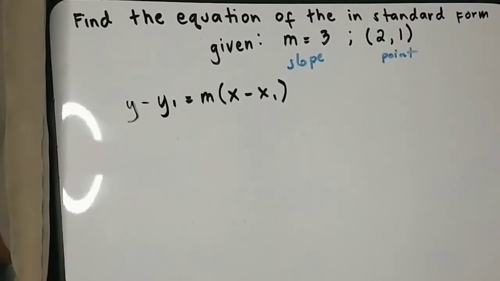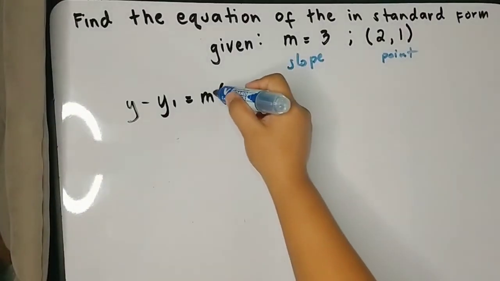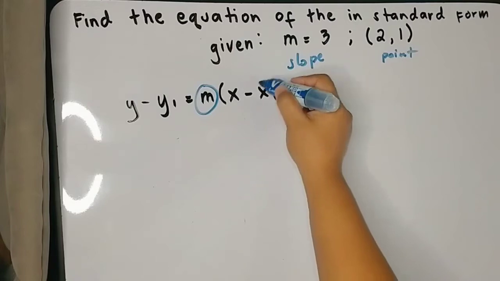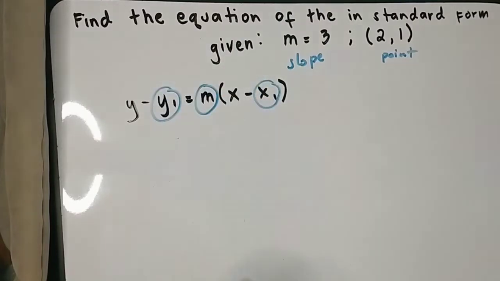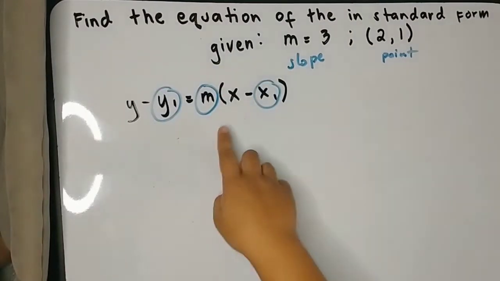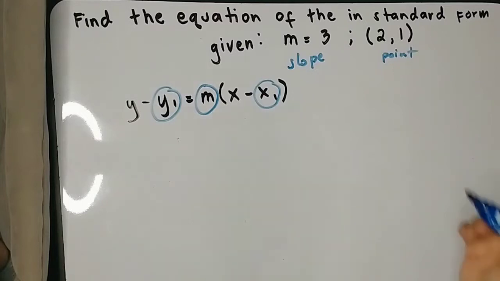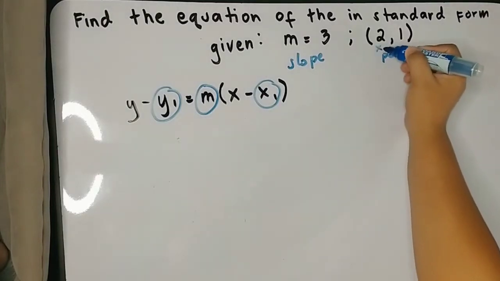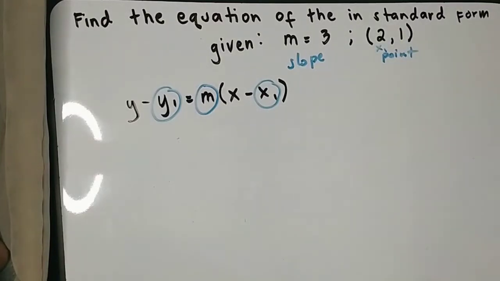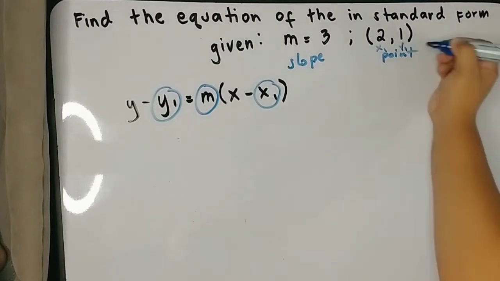Okay? So, ang papalitan again is m, x sub 1, y sub 1. We already know the value of m, which is 3. So, dito sa point na given, identify lang natin kung sino si x sub 1 and y sub 1. Diba, always remember that in a given coordinates, lagi nauna yung value ng x bago yung value ng y. So, 2 will be x sub 1 and 1 will be y sub 1.